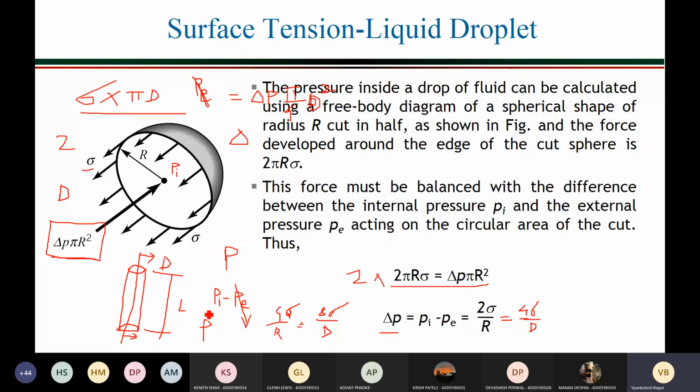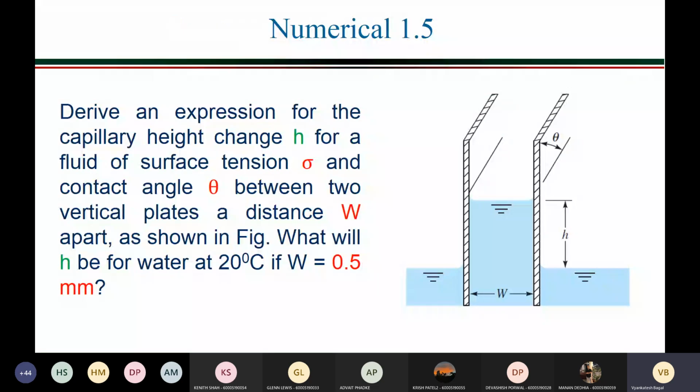Yes. Okay, fine. Now based on whatever we have learned up till now, the capillary and surface tension, I want you to solve these numericals. See, next we have 15 minutes. Now we should be in a position to solve 4 numericals in the next 15 minutes. Take down first numerical 1.5.